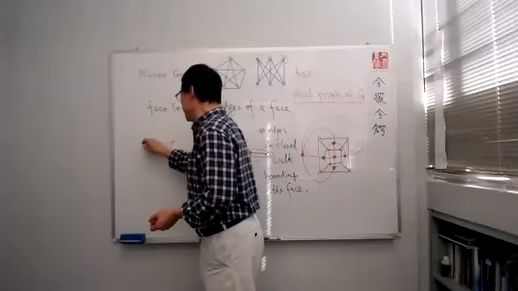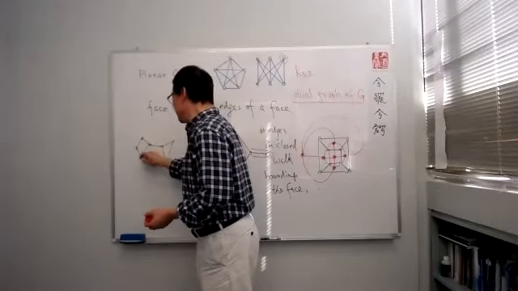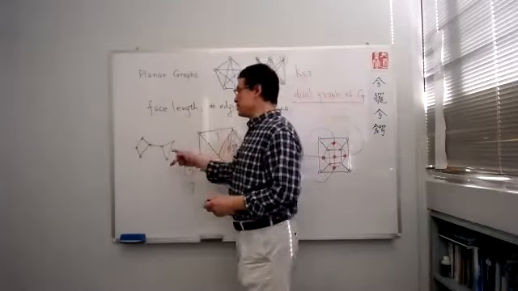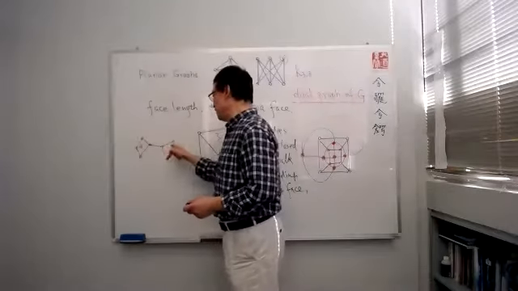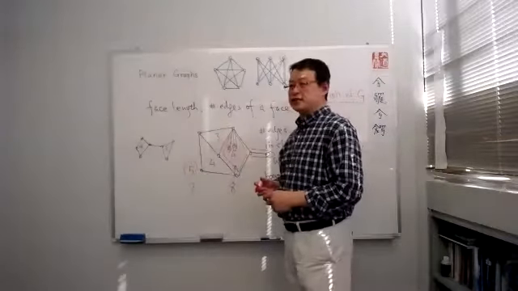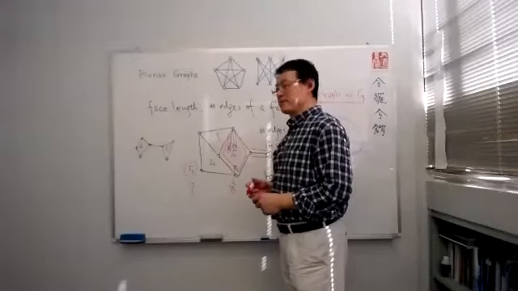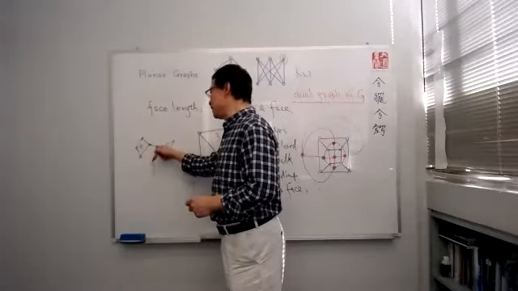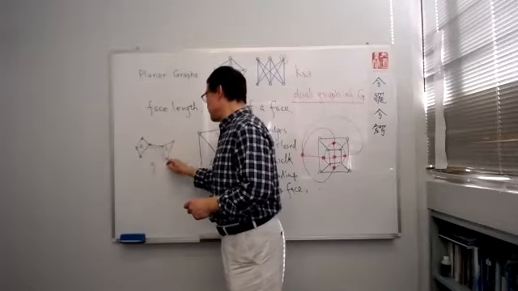So let's see if you understand the meaning and definition of face length. Okay, so we have three faces. This one is 4, very simple. This one is 3. What's the face length of the exterior face, the external face? The correct number is 9, because this one is counted twice. The face looks like this.